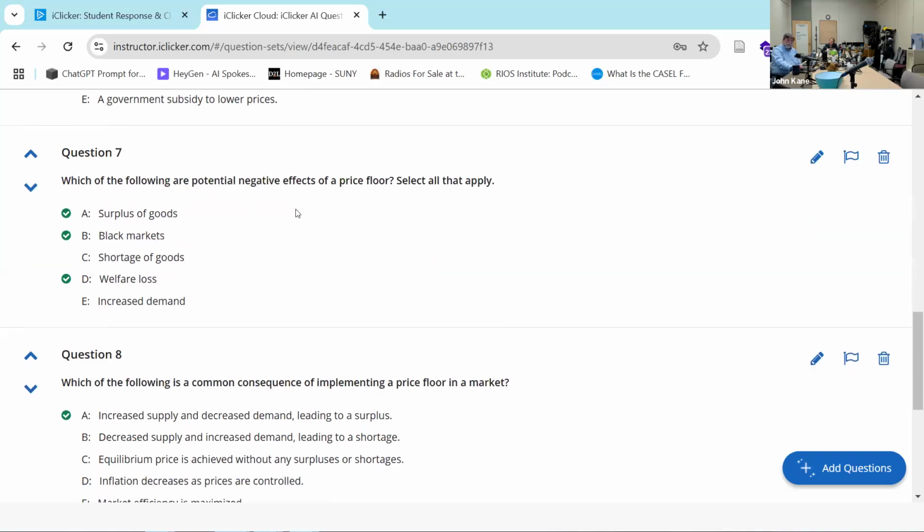And then potential negative effects. This is pretty good. You've got the surplus of goods, you've got black markets, illegal trades, you've got welfare losses, loss of consumer and producer surplus.